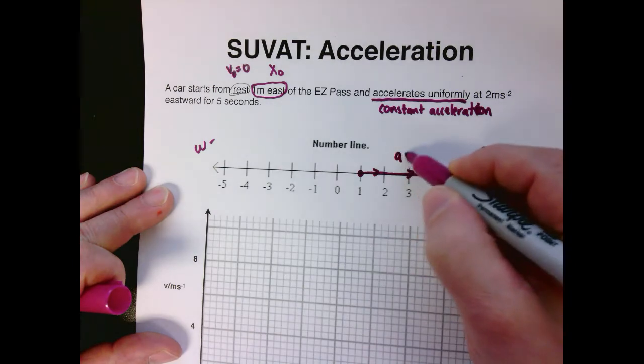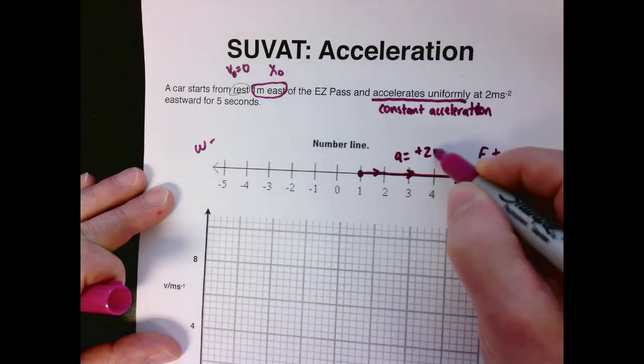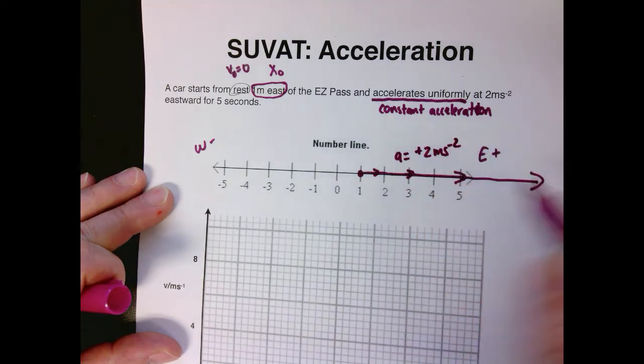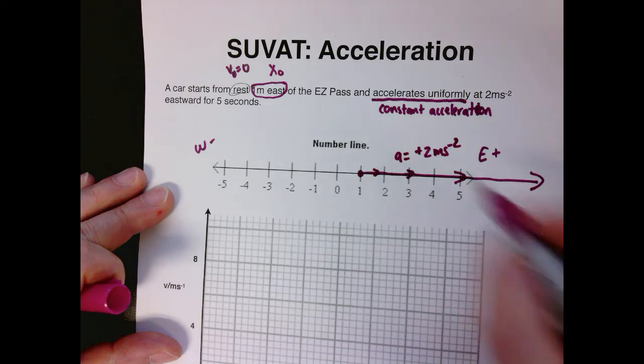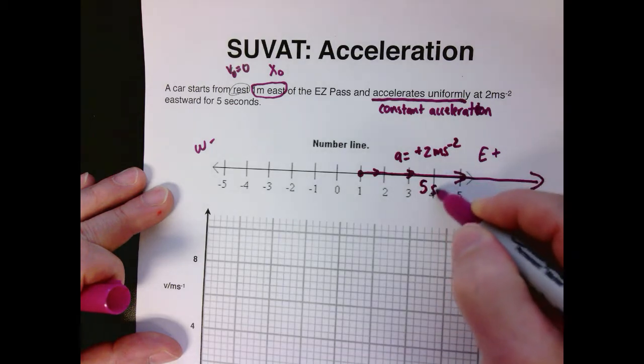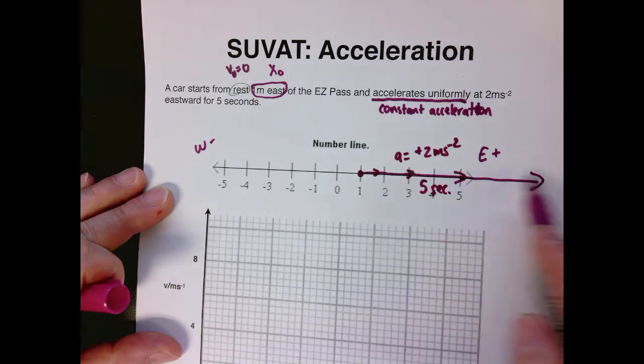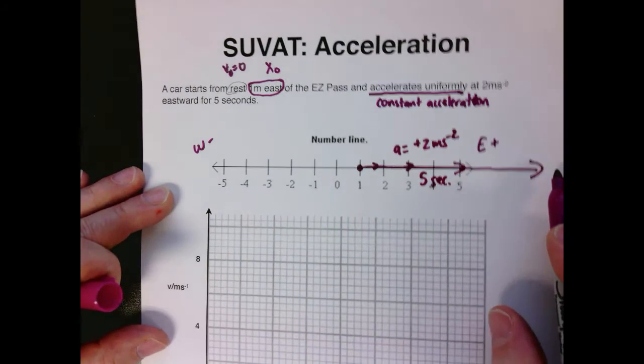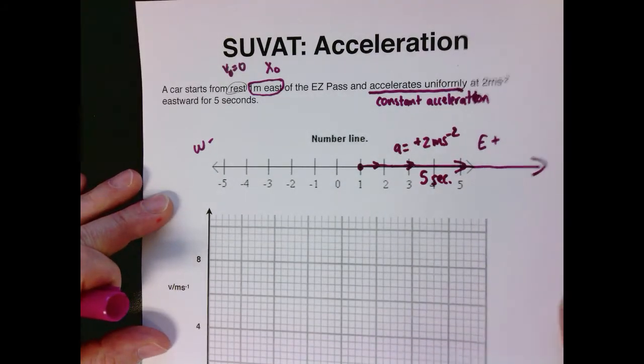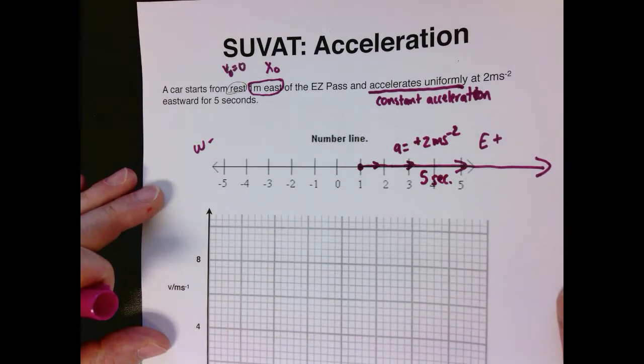We know the acceleration is positive 2 meters per second squared. It's positive because east, positive, is the direction it's getting faster. And we know this is going to take place for 5 seconds. So we can see the final position is going to be well off here to the east. Now we don't have any equations that we can use to solve this problem.